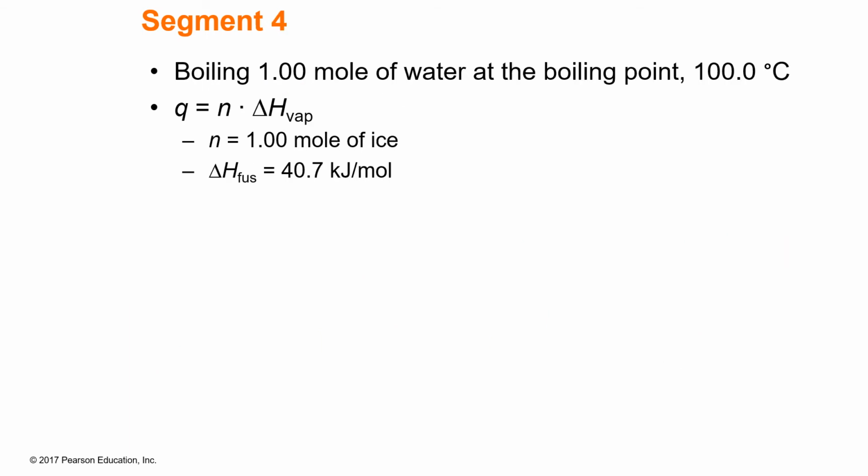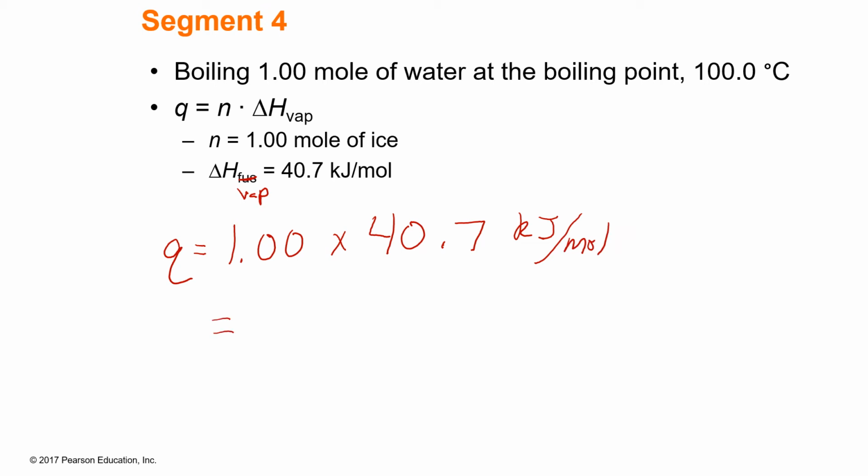Step 4, now we are boiling the water. We're converting it from liquid water into the gas. So because we're in a flat portion of our curve, we're going to take the number of moles times our heat of vaporization in this case, because we're going from liquid to gas. So our moles, 1 mole, we multiply by our heat of vaporization, which is 40.7 kilojoules per mole. And so to convert it from the liquid to the gas, it takes 40.7 kilojoules.